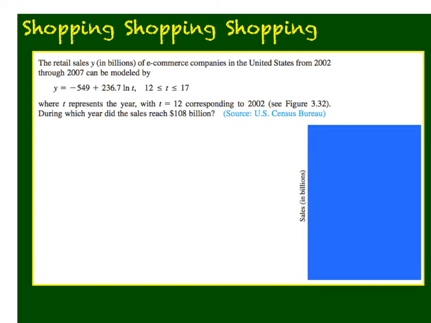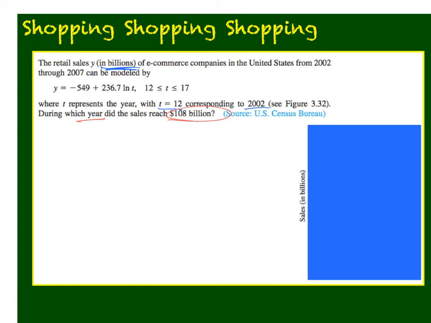The retail sales Y, in billions, of e-commerce companies in the United States from 2002 through 2007 can be modeled by Y equals that, where T represents the year, with T equals 12 corresponding to 2002. During which year did the sales reach $108 billion?